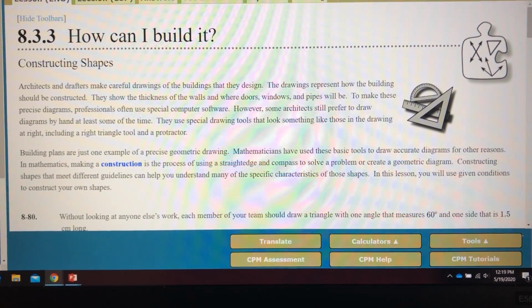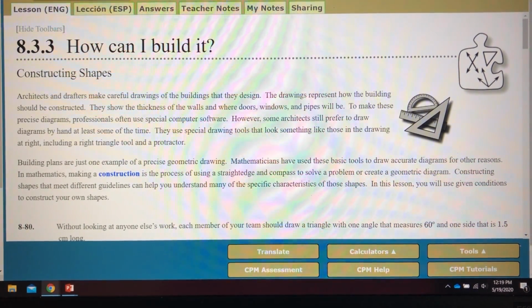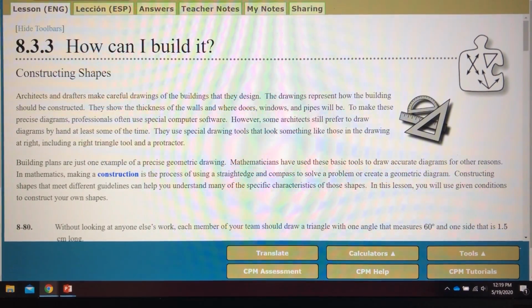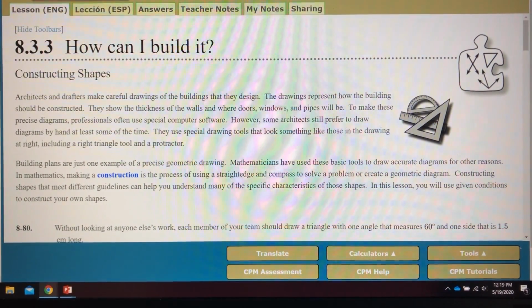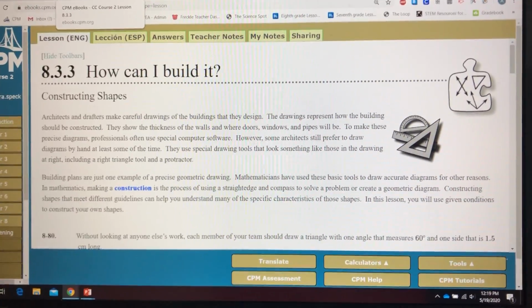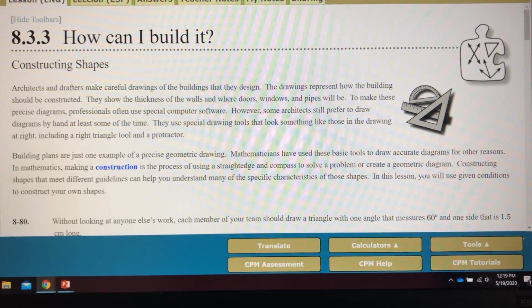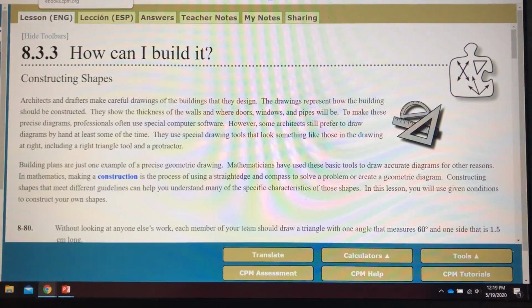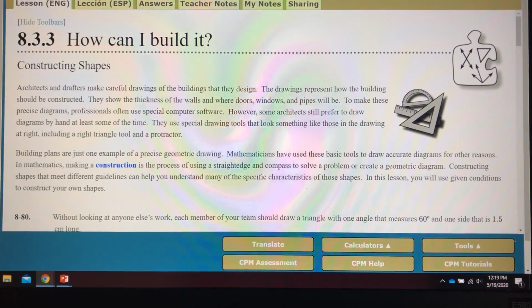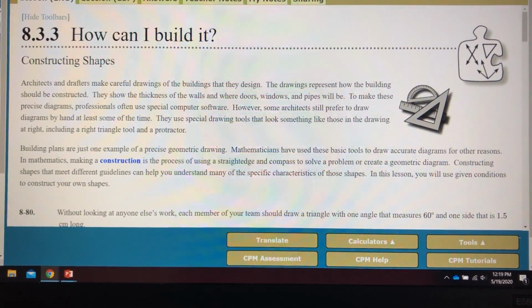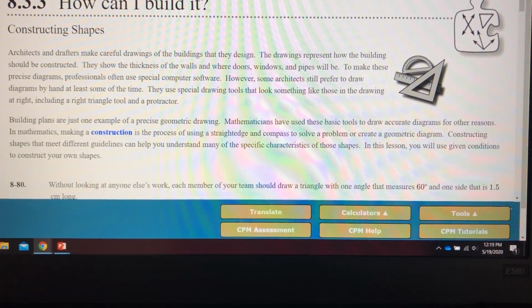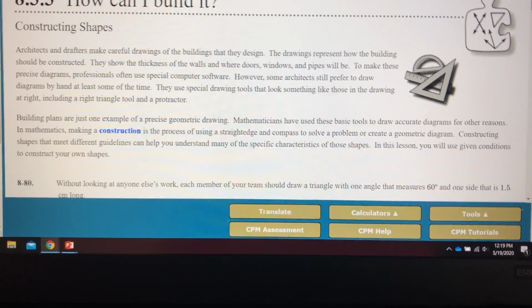They use special drawing tools that look something like those in the drawing at the right, including a right triangle tool and a protractor. Building plans are just one example of a precise geometric drawing. Mathematicians have used these basic tools to draw accurate diagrams for other reasons. In mathematics, making a construction is the process of using a straight edge and compass to solve a problem or create a geometric diagram. Constructing shapes that meet different guidelines can help you understand many of the specific characteristics of those shapes. In this lesson, you will use given conditions to construct your own shapes.